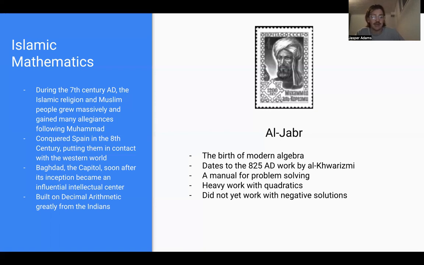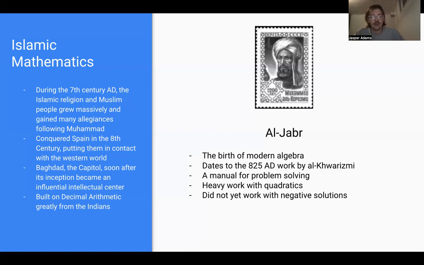Baghdad became the capital soon after its inception, and it became an influential intellectual center, kind of like how Alexandria was for the Greeks. Now we see Baghdad starting to amass this bringing together of minds and of intellectuals, with logic and philosophy and all these things being discussed there.